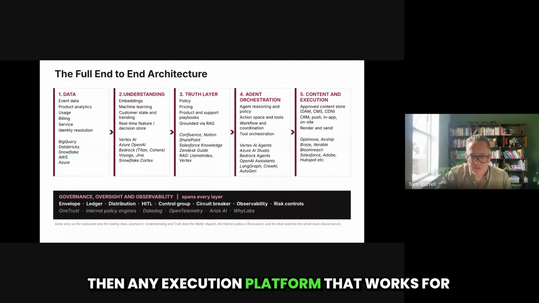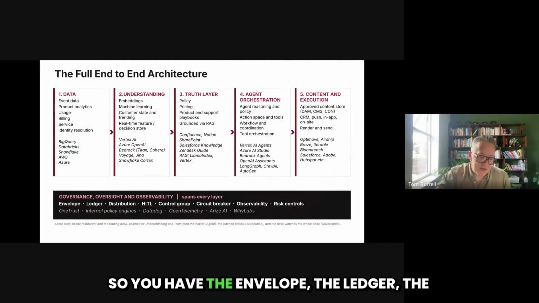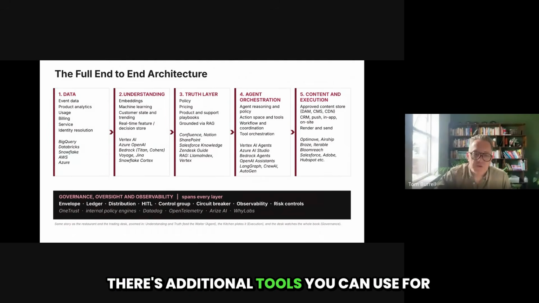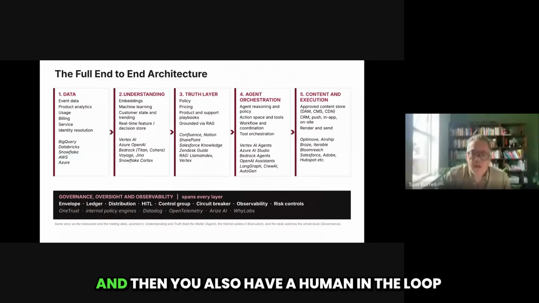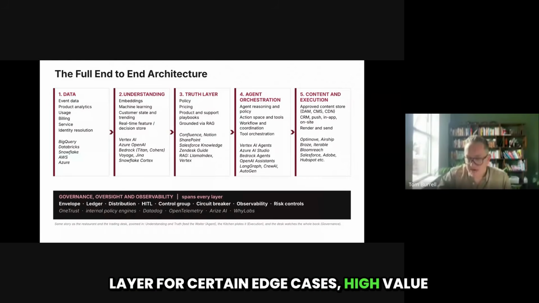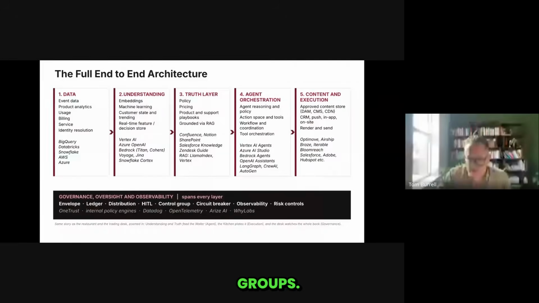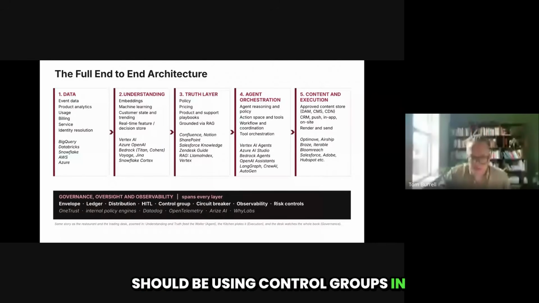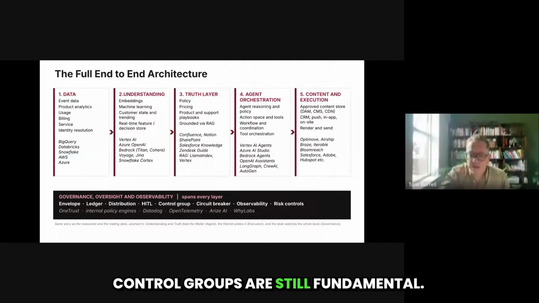Any execution platform works for this. And then you have governance and oversight at every single step. So you have the envelope, the ledger, the distribution, all tracked every single step. And there are additional tools you can use for that, things like telemetry. And then you also have a human in the loop layer for certain edge cases, high value customers. You always have control groups. This doesn't bring the end of control groups. Everybody who's a seasoned CRM marketer should be using control groups in everything that you do. Control groups are still fundamental.